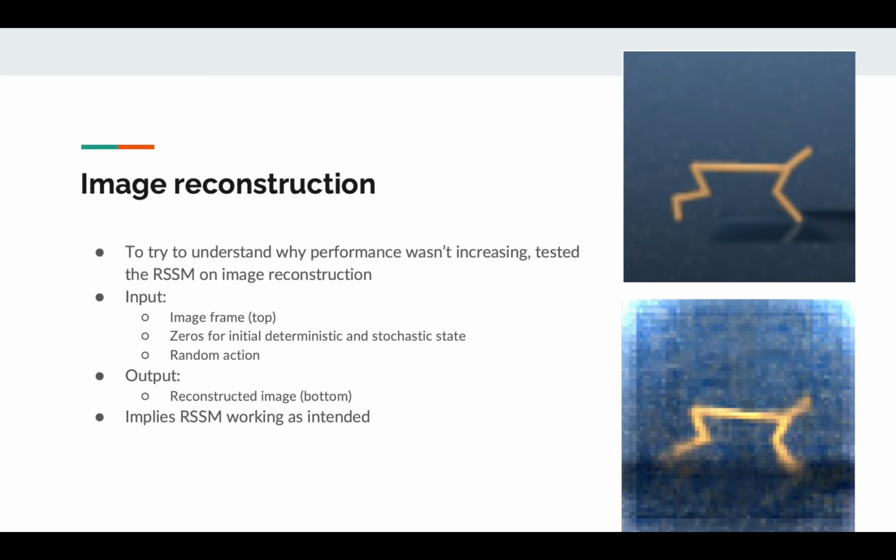To try to gain insight as to why my agent's performance wasn't increasing, I decided to test the RSSM on its ability to reconstruct images. So as input, I gave the image frame on the top, a random action, and tensors of zeros for the initial deterministic and stochastic states. And the output was the reconstructed image on the bottom. Considering the fact that the model received zeros for the initial states, I think that the model did a decent job of reconstructing the image, and this implies that the RSSM is learning and working as intended.